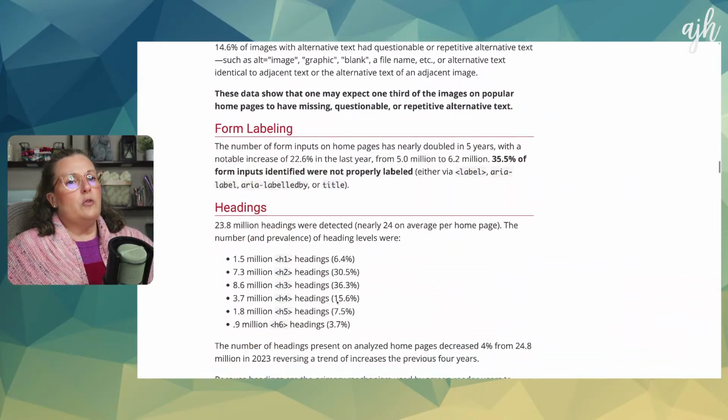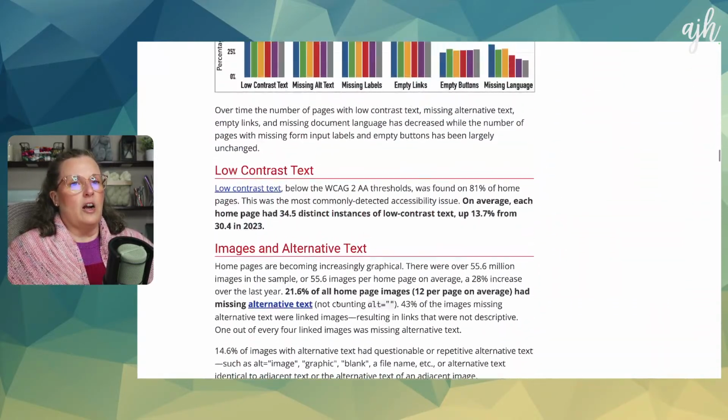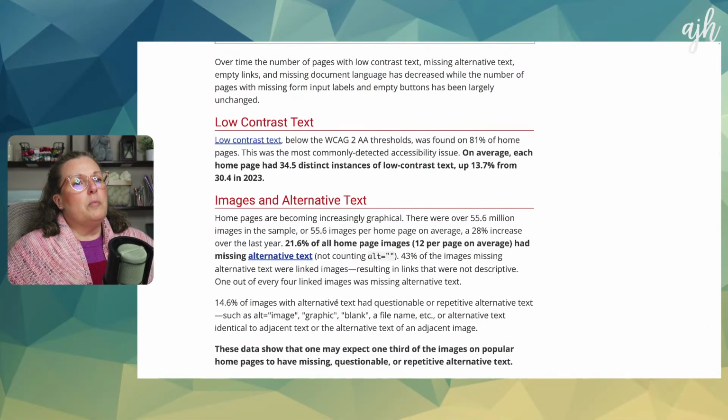So now they sort of break down what each of these things are. And they have a few extra things here to talk about outside of these 6 categories. So low contrast text below the WCAG 2 AA thresholds was found on 81% of home pages. This was the most commonly detected accessibility issue. On average, each home page had 34.5 distinct instances of low contrast text, up 13.7% from 30.4 in 2023.